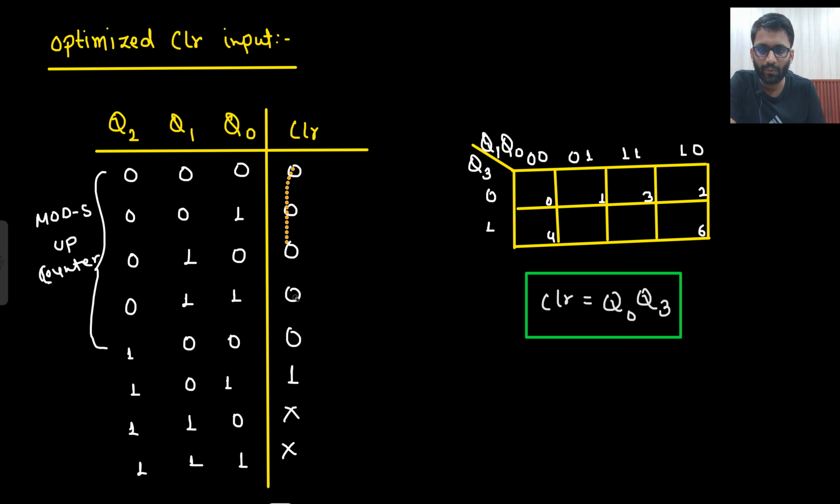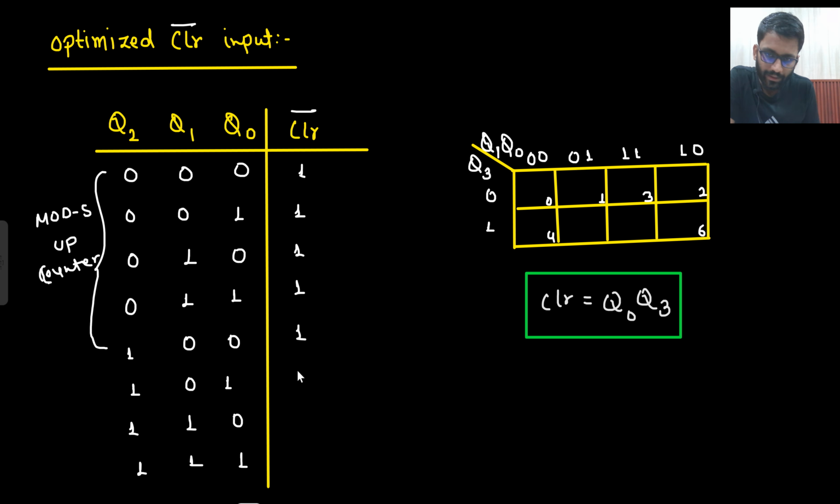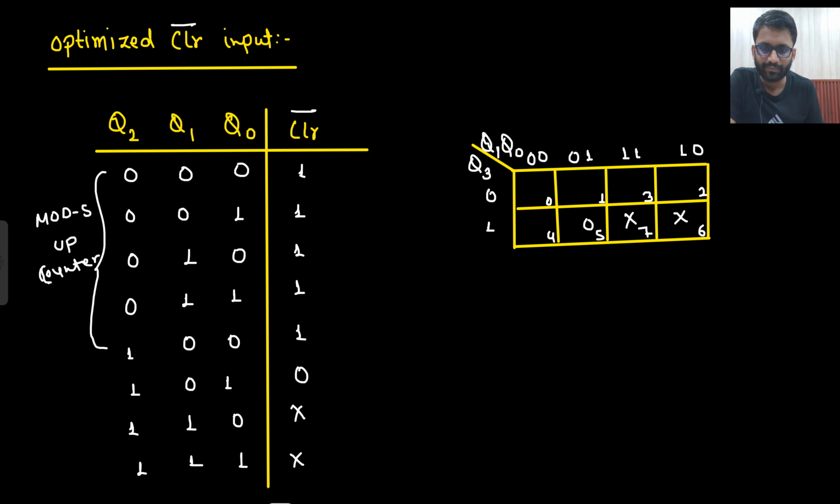Okay, so for clear bar input, all these should be 1, right? And this should be 0 and these are don't care. So 4 5 6 7. My 5 is 0 and these are don't care. So this group I am getting.